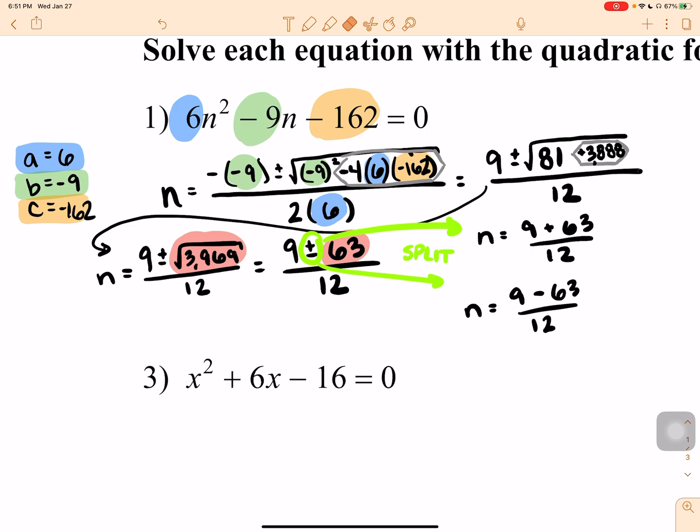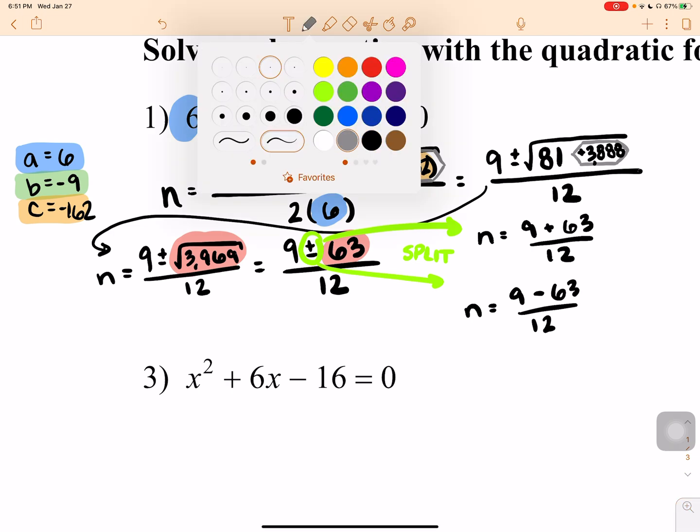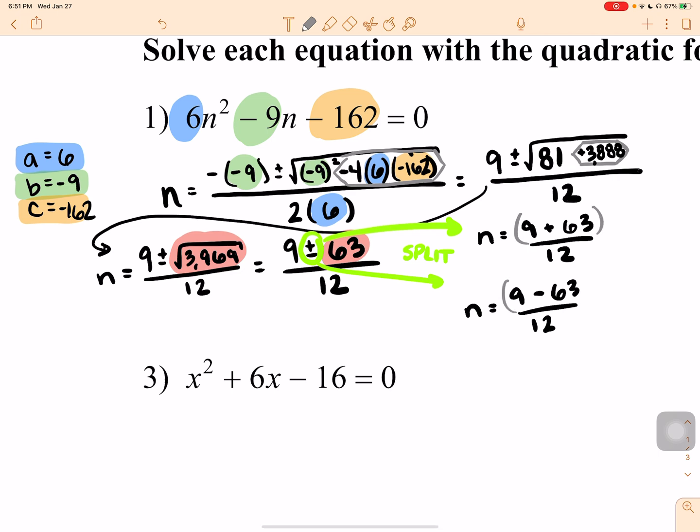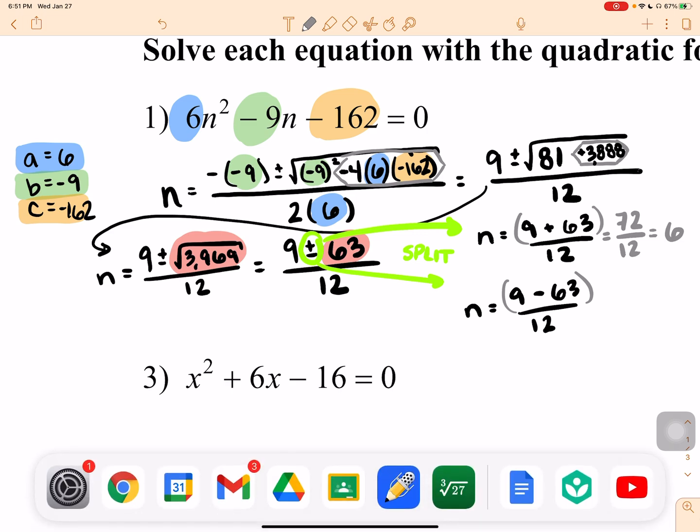Now, you can plug this directly into your calculator, but you have to be sure to put parentheses on the top. If you don't, you should just do them piece by piece, one at a time. So here, I would do 9 plus 63 is 72, all over 12, which is 6.